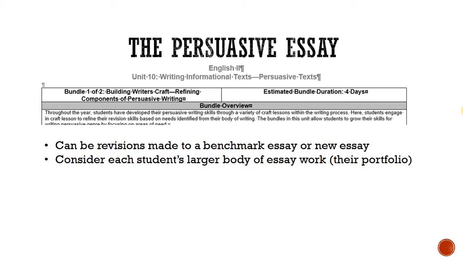Consider each student's larger body of work. If you have had them write 3 or 4 essays, then you know from a grading perspective where they're strong and where they're weak and where we need to work. So, do they need to work on structure? Do they need to make sure that it has the intro and conclusion with the persuasive position statement and a call to action at the end?